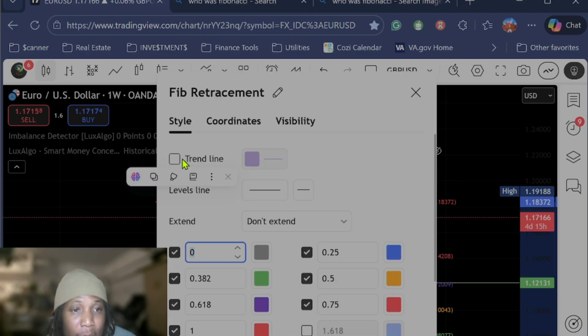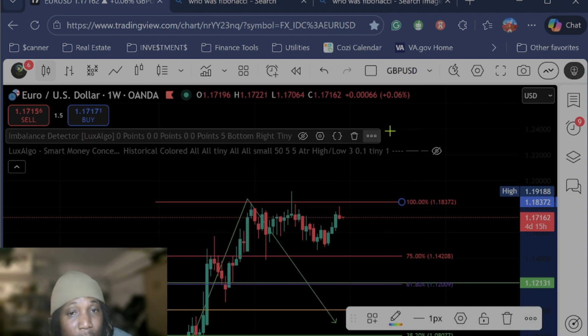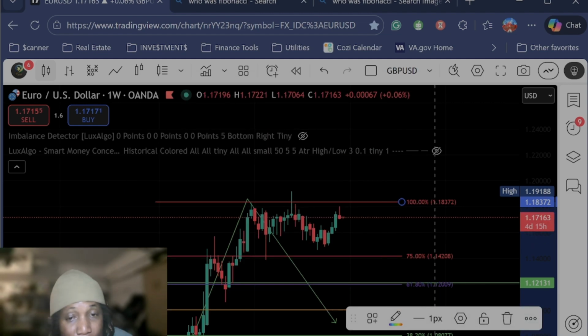So on style, you have different coordinates, different fib levels. You call these the Fibonacci retracement levels. So these are my settings, the ones that I'm using. Let me show you what it looked like once I plug those settings in. You have the 0 to the 25, 0 to the 25, right?